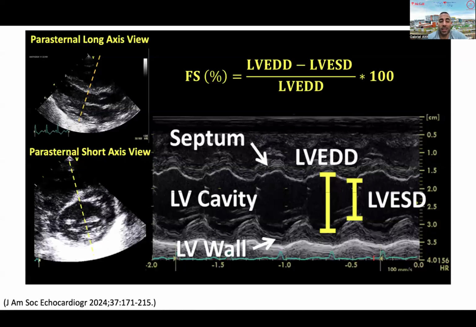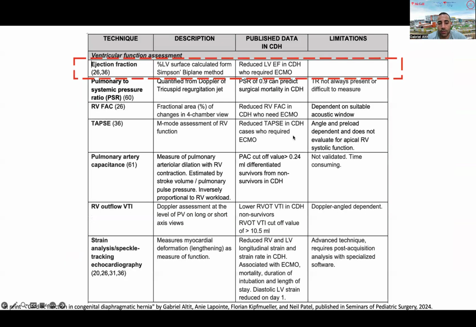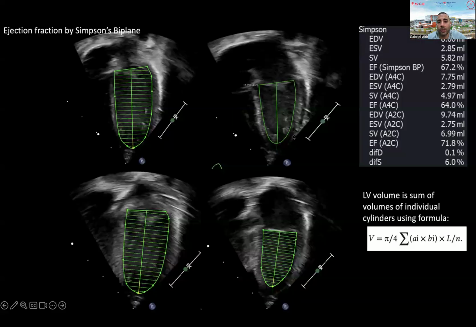We do like to have an assessment of LV systolic function in the context of pulmonary hypertension because it could be secondary to LV systolic dysfunction and have a post-capillary phenotype. This is an example of shortening fraction, where you're measuring the diastolic diameter and the systolic diameter and creating the fraction of that. Ejection fraction is a fraction of the estimated volume.